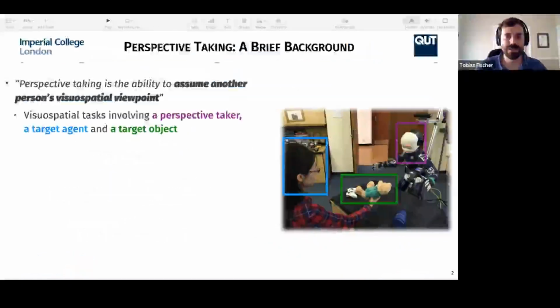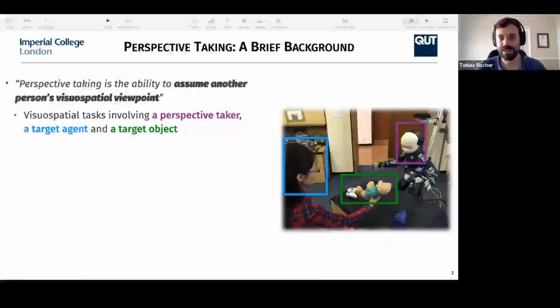So let me dive into perspective taking, which was the overarching theme of my PhD thesis. While it's a conversational thing to say, oh, I've taken your perspective, I'd like to briefly define what I mean by it. When I talk about perspective taking, I mean the ability to assume another person's visual spatial viewpoint. So I'm interested in visual cognition, so visual perception, and there are 3 components to perspective taking.